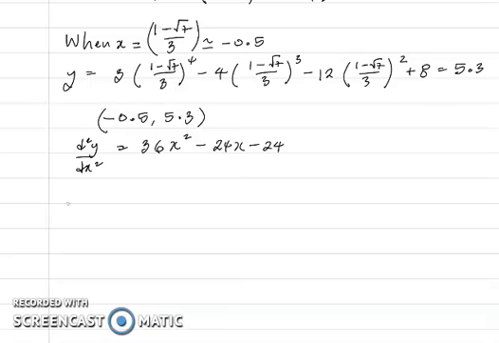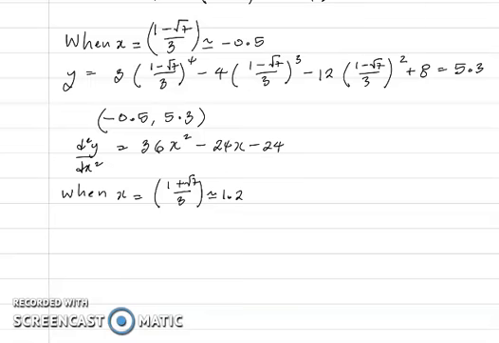So what I'm going to do is I'm going to say when x is equal to 1 plus the root of 7 over 3, which is approximately 1.2.